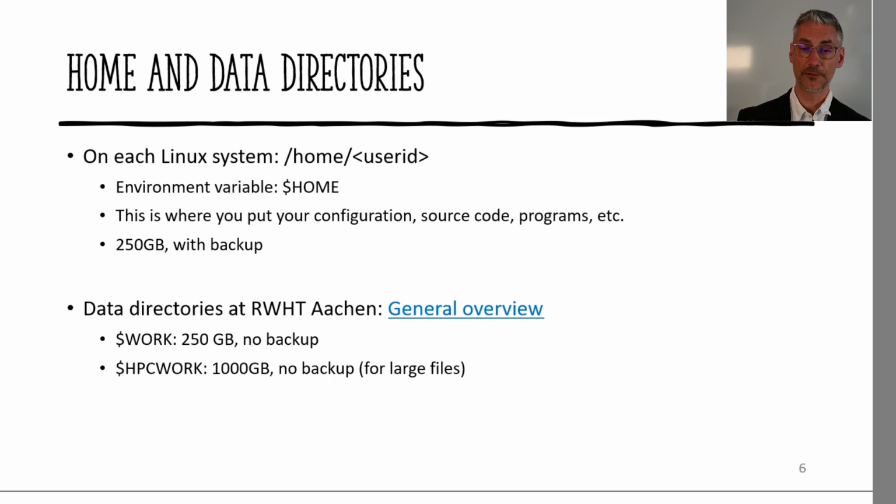And then you have the data directories. For HPC Aachen, there's a link to the general overview, but essentially it boils down to you have $WORK, and this is on a different server. You also have 200 gigabytes there, no backup, and you have HPC work with 1 terabyte per user. It's meant for large files, also no backup, so you need to make sure that the data you either provide to your programs or you compute or retrieve from the computation of running your program is stored in a safe location.